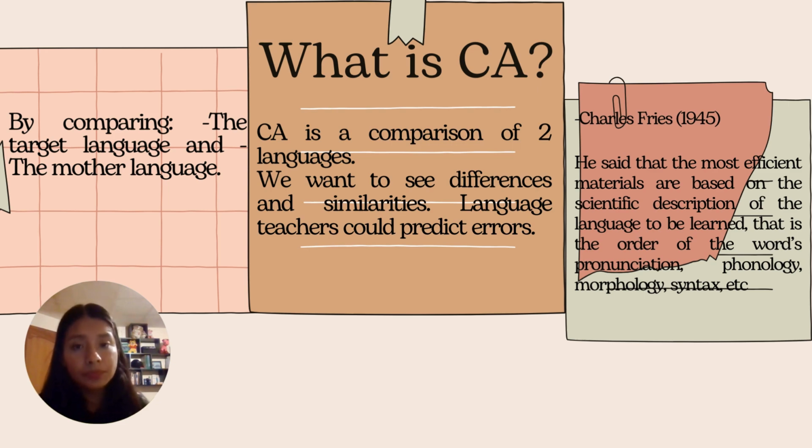CA helps the language teacher predict errors, and then they help their students. Charles Fries, in 1945, said that the most efficient materials are based on the scientific description of the language to be learned. That is the order of the words, pronunciation, phonology, morphology, syntax, etc.